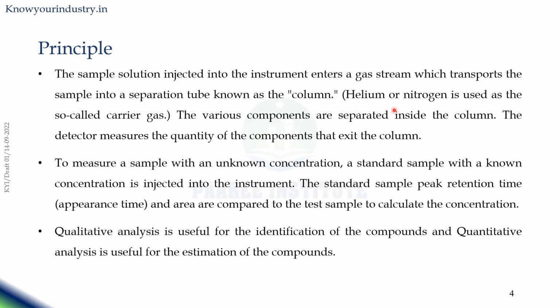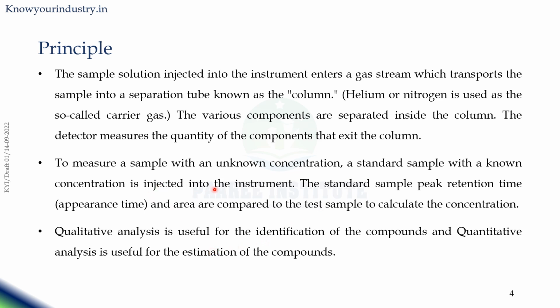The gas is generally a carrier gas. It can be helium or nitrogen. The components of the sample will be separated inside the column based on the partition coefficient or miscibility with the gaseous component as well as the affinity towards the column component. Finally, the detector measures the quantity of the compounds at the exit of the column.